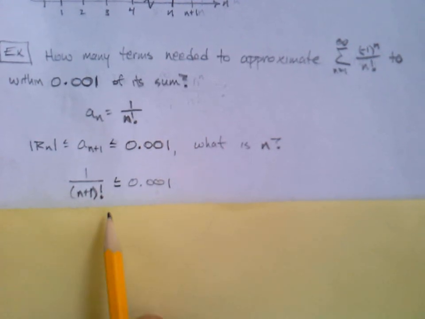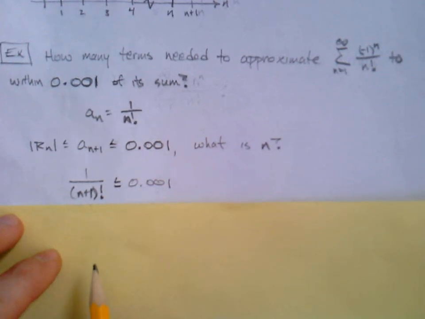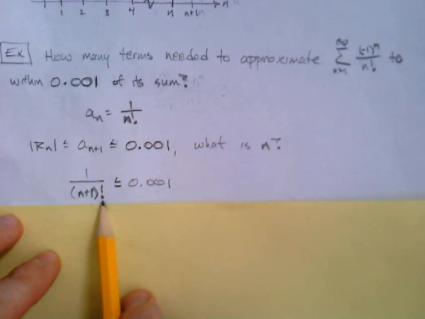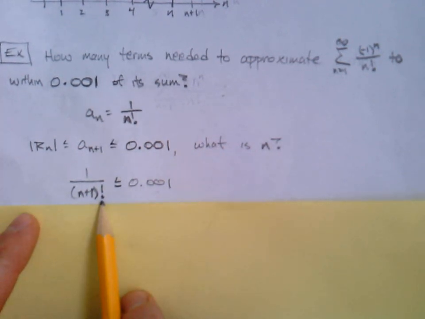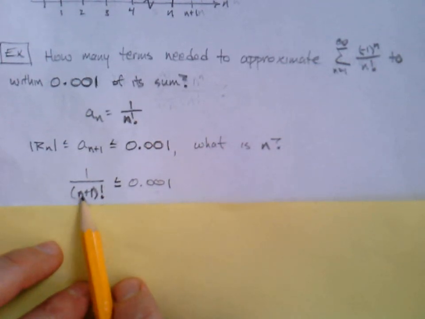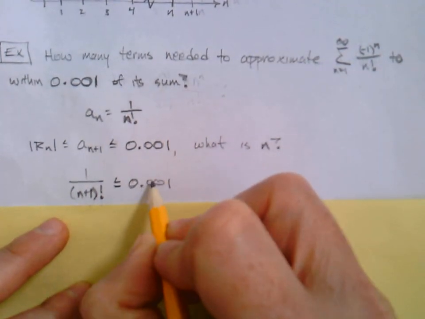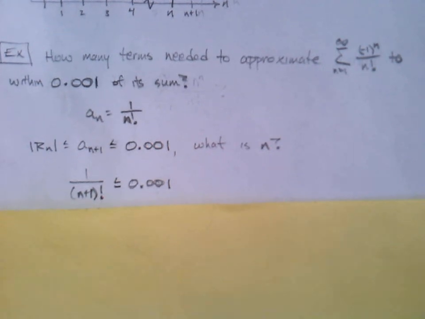Now, normally, we would solve, right? We would multiply both sides and divide. Because there's a factorial, there's no way to reverse a factorial. So don't do that. In this case, we're just going to guess and check. So we're going to plug in a value of n and see if it works. And if it does, great. If it doesn't, we're going to try another one, until we can hone in on exactly what n needs to be.